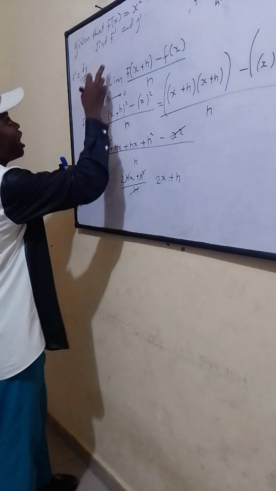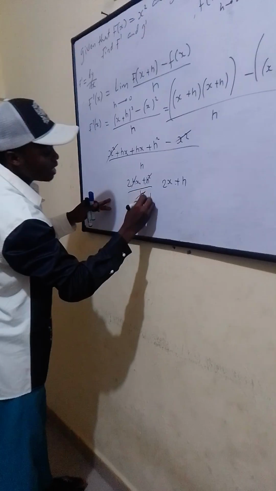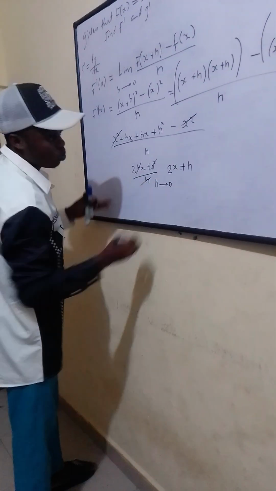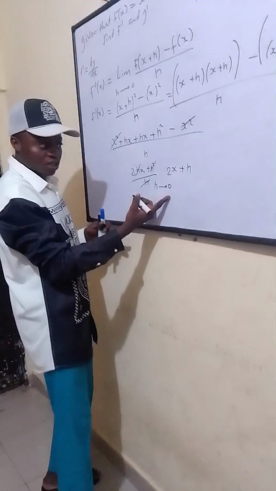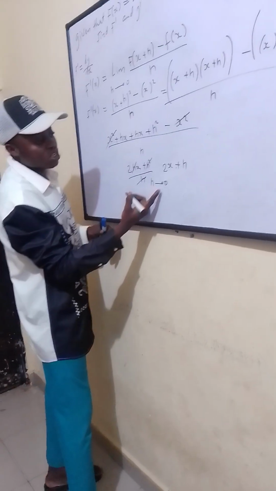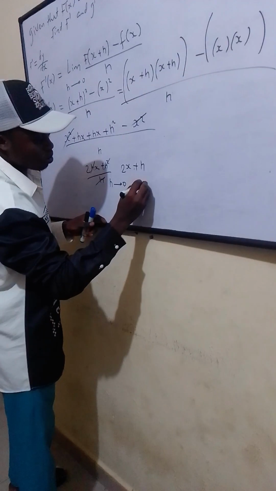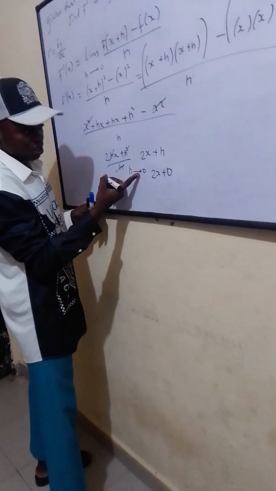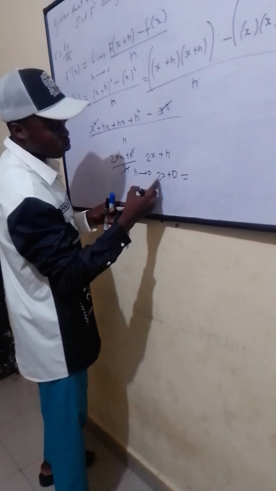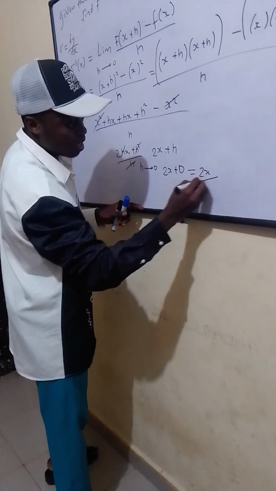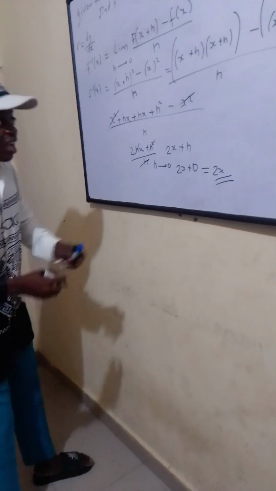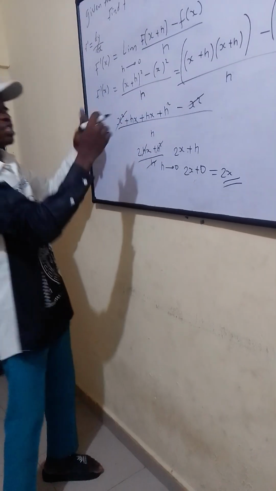Now, they said remember the formula, as h approaches 0. That means anywhere I see h operates as what? 0. And so I'm going to have 2x plus 0, h approaching 0, which is equal to what? 2x plus 0 will give us what? 2x, and this becomes your answer. This is the first principle.